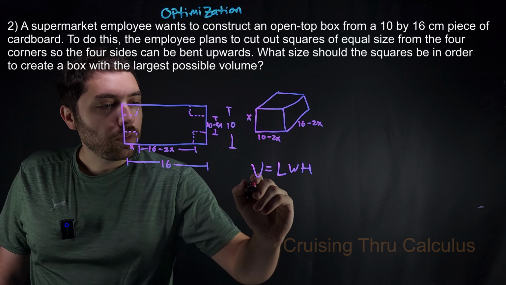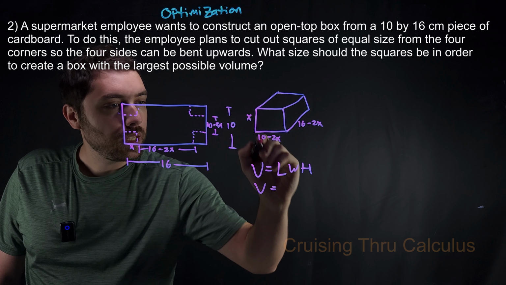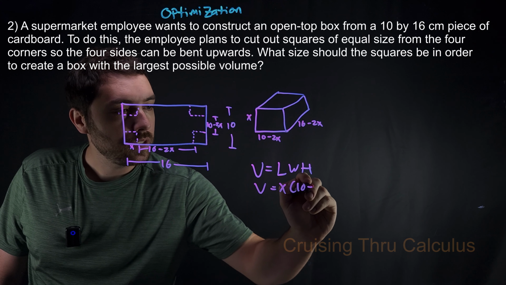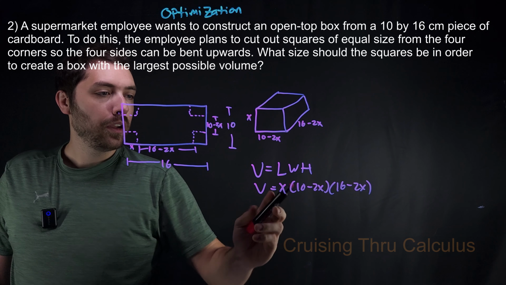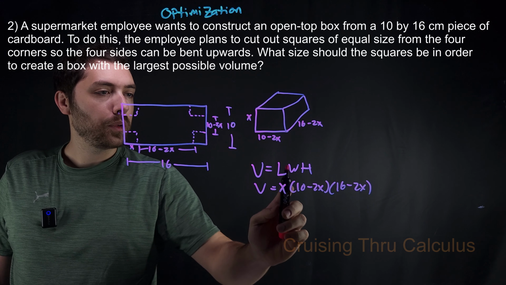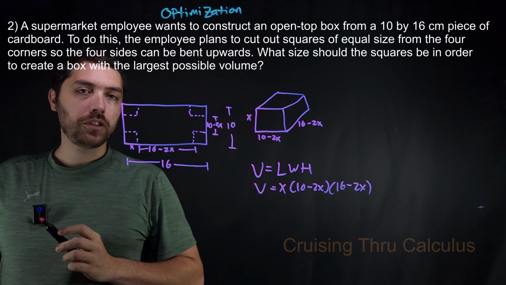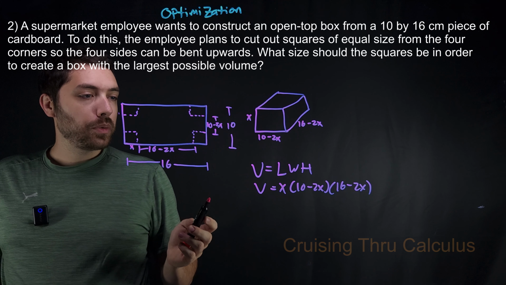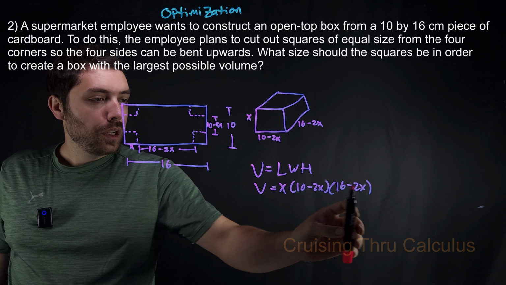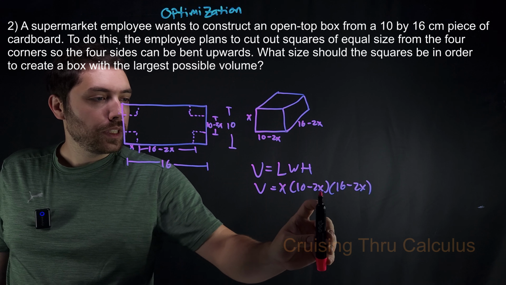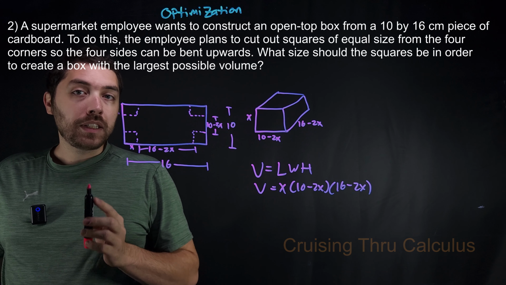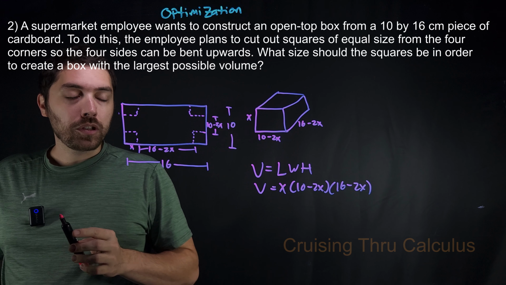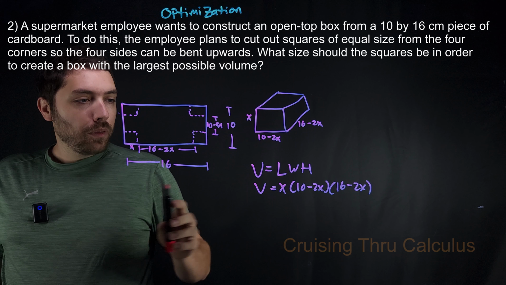So now I know what volume is. Volume is going to be x times 10 minus 2x times 16 minus 2x. Right? The height is x, and then the length and width is the 16 minus 2x and the 10 minus 2x. This is perfect, because now we have an equation where there's already just a single independent variable, which is x. So I actually don't even need to find a secondary equation, which most of the time you do in these problems.